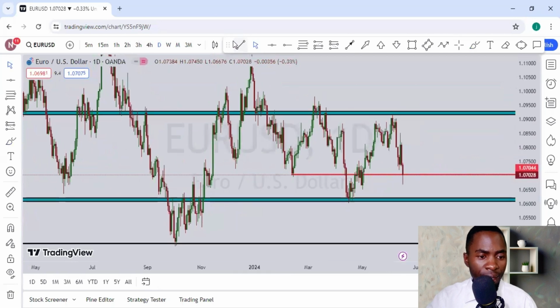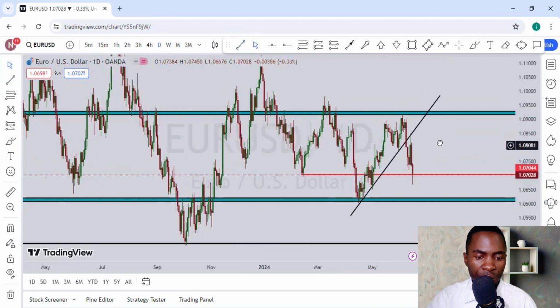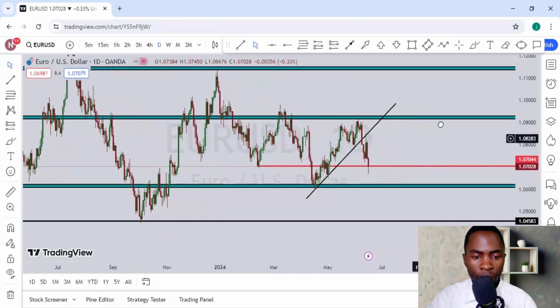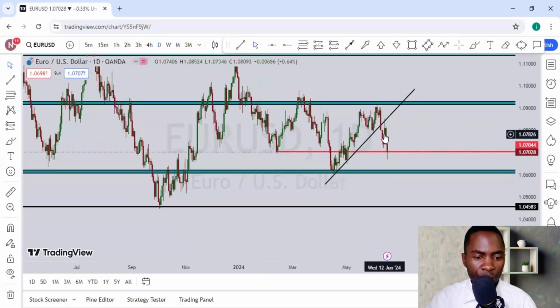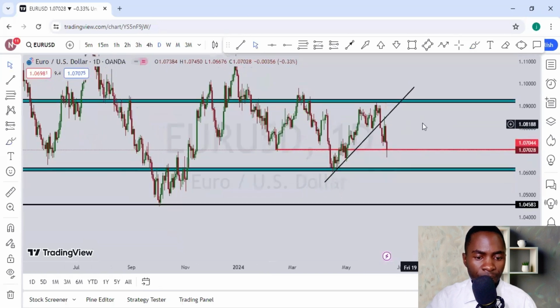Then the second thing that I saw, as you know how I do it, I draw my trend line from the bottom to the top, like that one. That was my trend line. And I waited for the market to break the trend line.